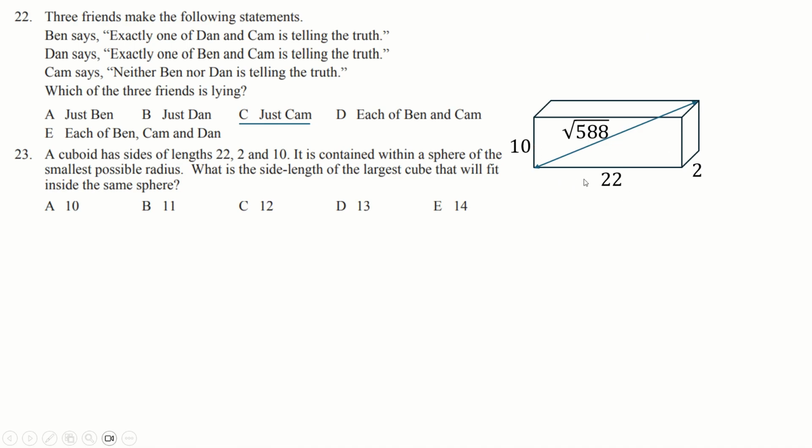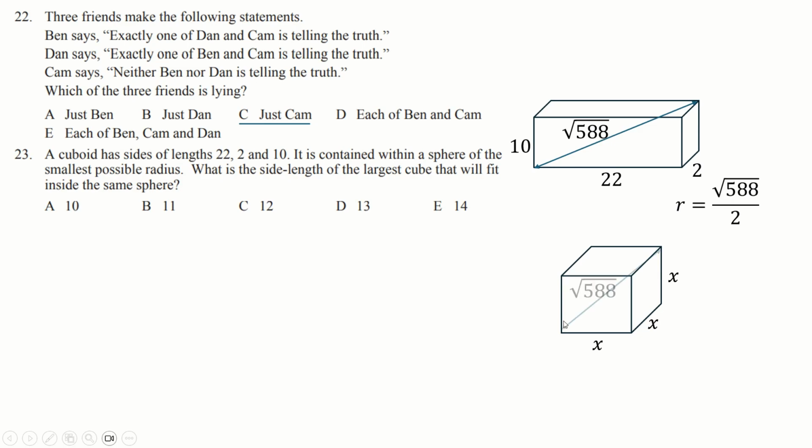But if you ever see a 3D thing like this, you can essentially do d squared, which is the diagonal, d squared equals a squared plus b squared plus c squared. It just expands like that. So anyway, we get root 588, which means that the radius is that. Doesn't really matter. We're going to put a cube here, and we want the diagonal to still be that root 588. So we've got 3x squared equals 588 because it's just root 588 all squared.